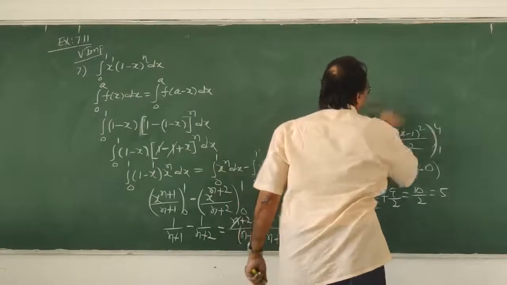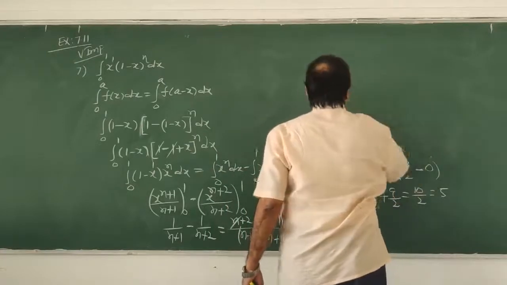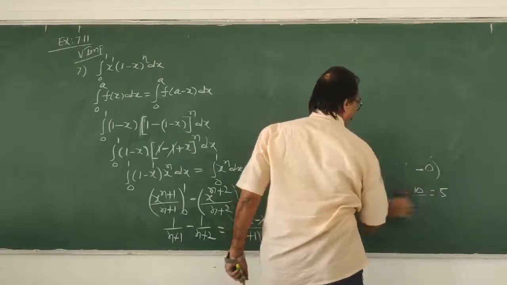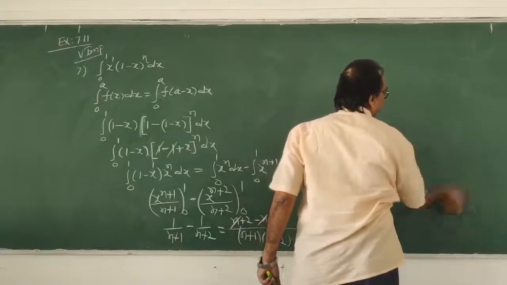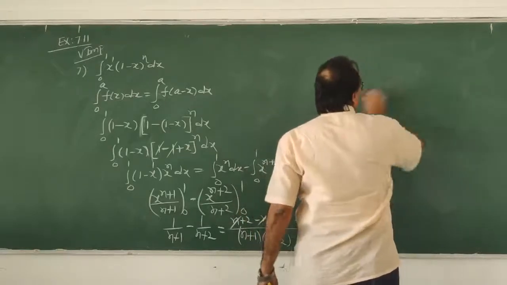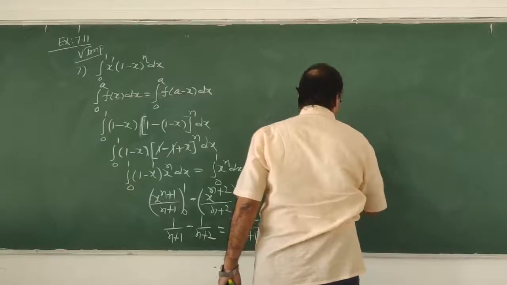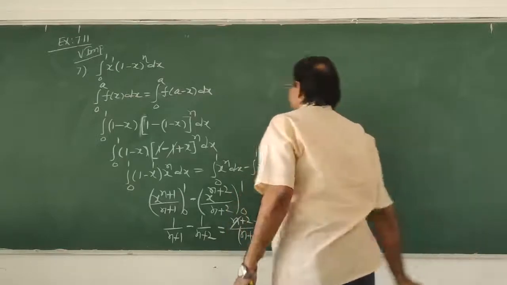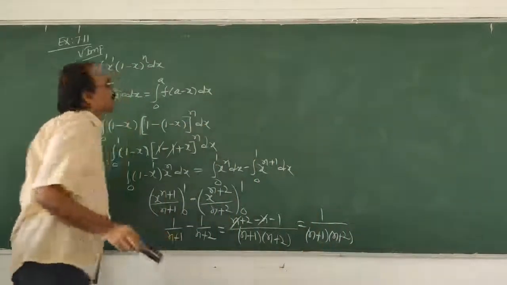Integral a to b f of x dx is equal to integral a to c f of x dx plus integral c to b f of x dx. That property is applied. So, how to find out c? I told you, when a modulus is given, you do it. Correct or not? Yes. This is problem number 7.